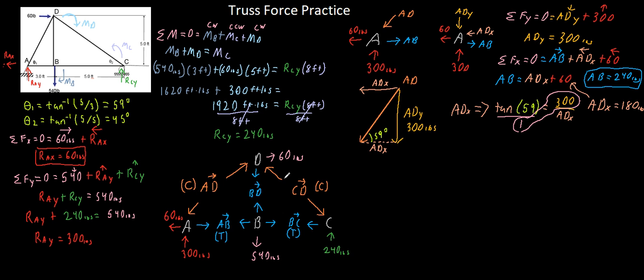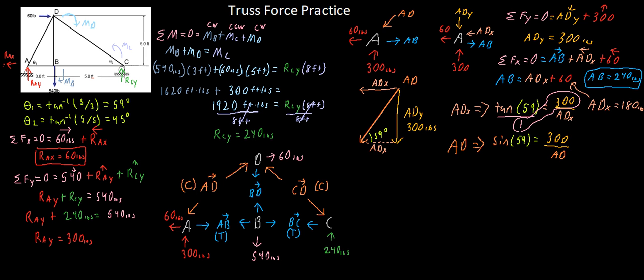And then we need to solve for AD as well. But if you look again, we have everything we need to solve for AD. There are several ways to solve for it. Let's see, we know the opposite, and we're looking for the hypotenuse. That sounds like sine to me. So the sine of our angle, which is still 59 degrees, is going to equal our opposite, which is still 300 pounds, divided by our hypotenuse, which is vector AD.